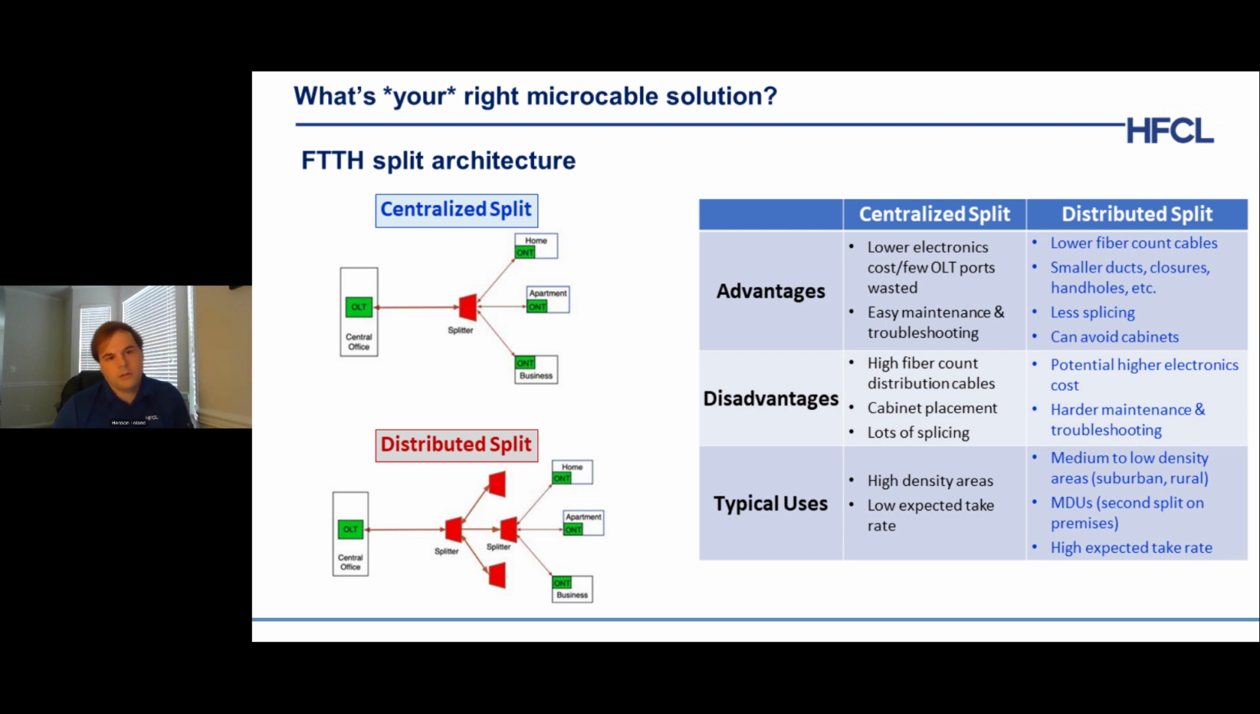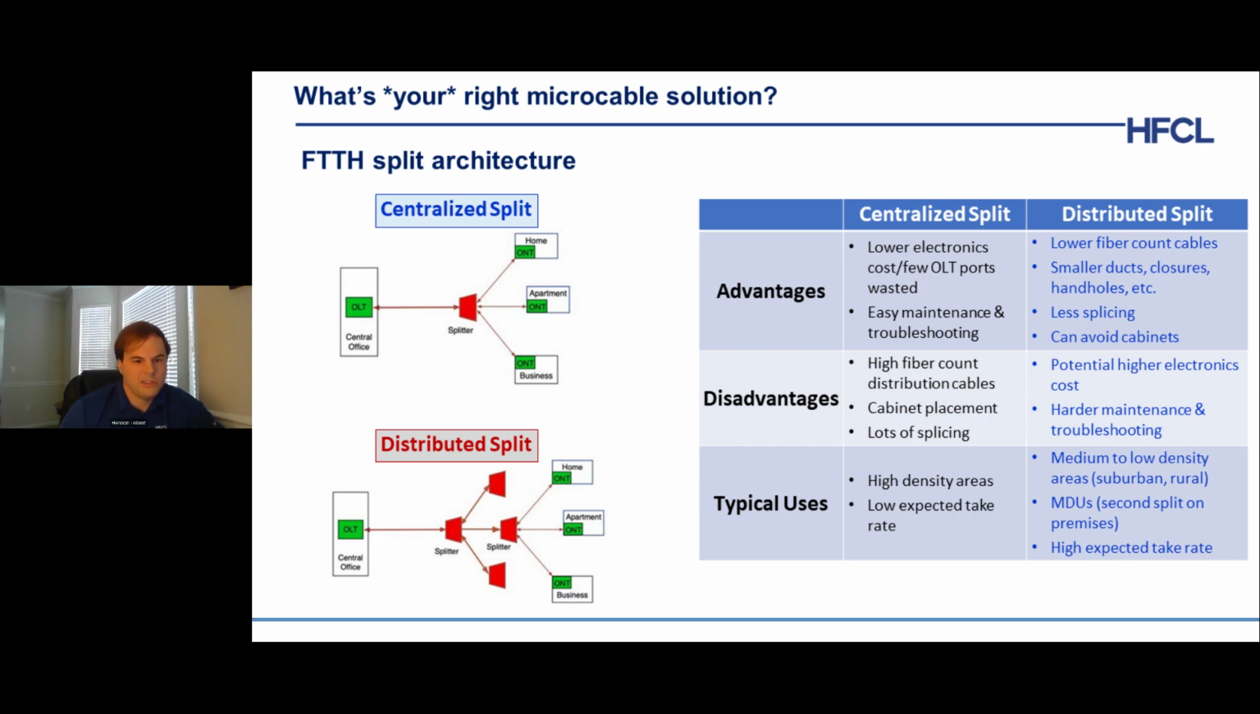Moving on to the next slide here, looking at the FTTH split architecture, centralized versus distributed splits. Advantages of centralized, you'd be dealing with lower electronics costs. If your optical line terminal ports are not wasted for the centralized split, then you'll also be dealing with easier maintenance and troubleshooting. On the flip side, with distributed, you're looking at possibly using lower fiber count cables, smaller ducts, closures, handholds, etc. Less splicing. You can also avoid cabinets.